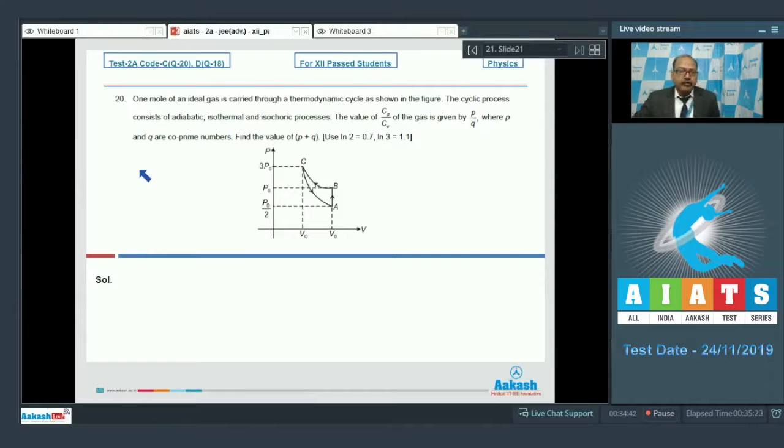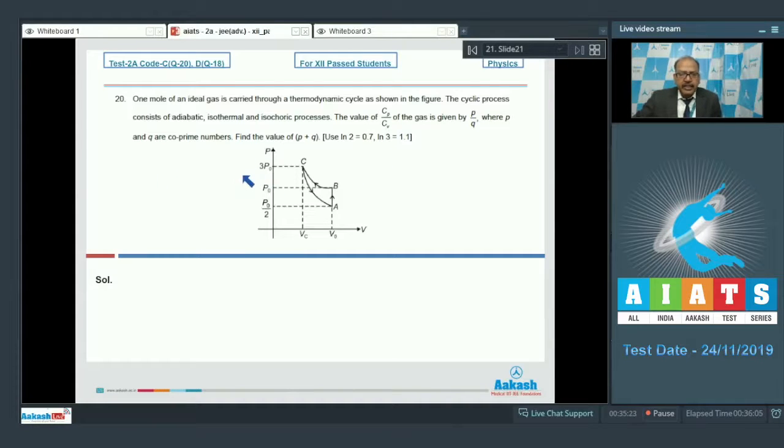Well, now we have come to the final question of this test. Question number 20. Question 20 says 1 mole of an ideal gas is carried through a thermodynamic cycle as shown in the figure. The cyclic process consists of adiabatic, isothermal and isochoric processes. The value of Cp by Cv of the gas is given by P by Q, where P and Q are co-prime numbers. Find the value of P plus Q. It's given that ln2 is equal to 0.7 and ln3 equals 1.1.